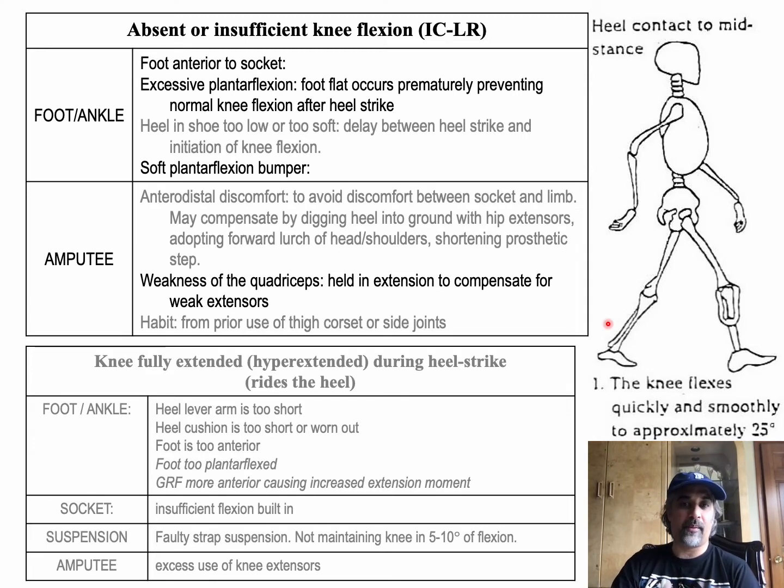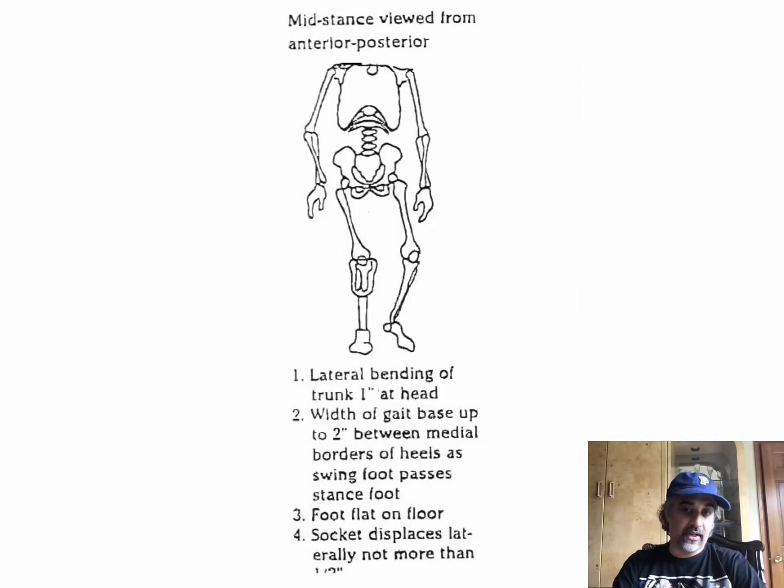So this is probably the opposite: absent or insufficient knee flexion. So these would be all the opposite. Foot being anterior to the socket, excessive plantar flexion, soft plantar flexion bumper. This is everything that is extension moment. Opposite.